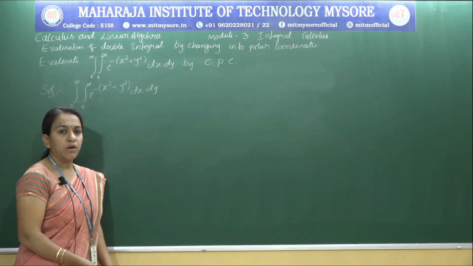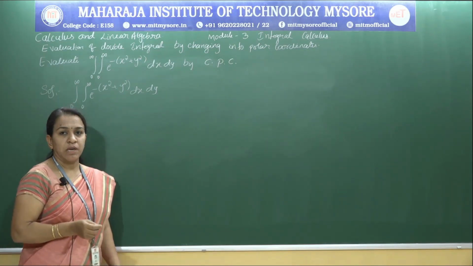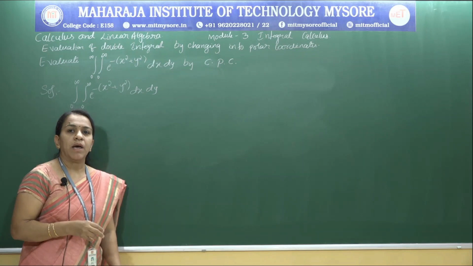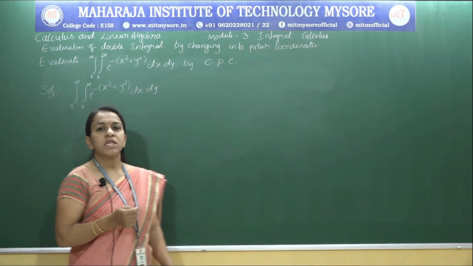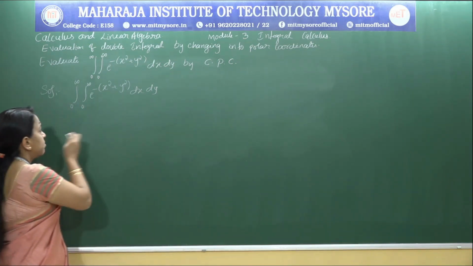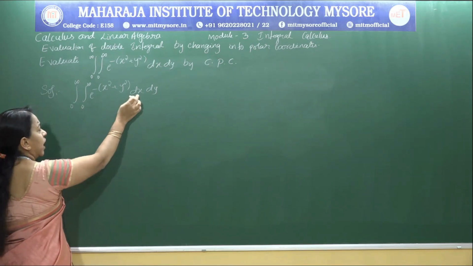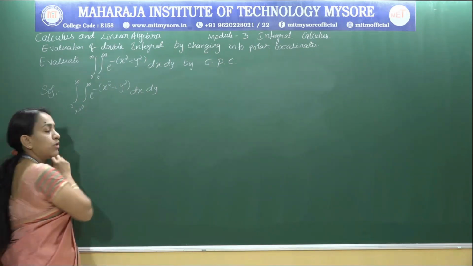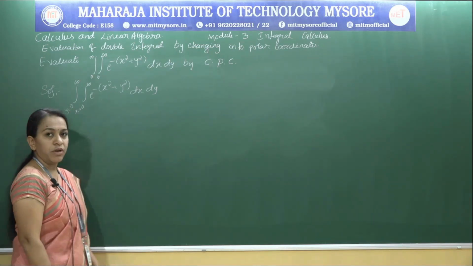As I explained, we have x square plus y square in the function. So, if we change the Cartesian to polar form, it will be easy to evaluate the given double integral. First, before changing, what are the given limits? We have dx here, so x varies from 0 to infinity and then y varies from 0 to infinity.